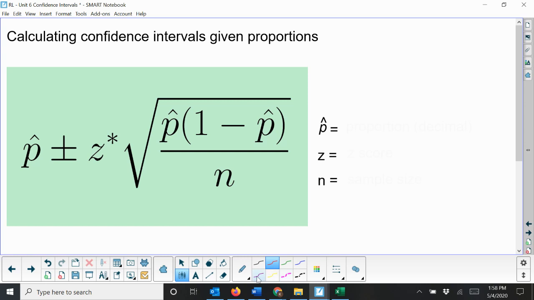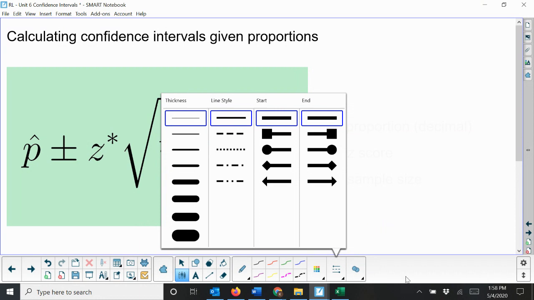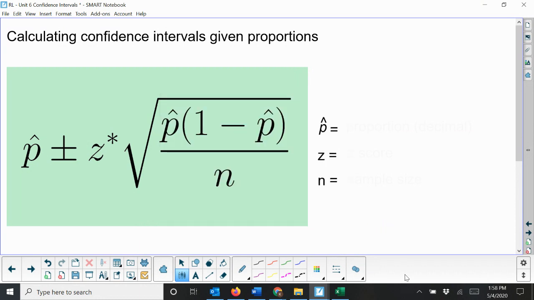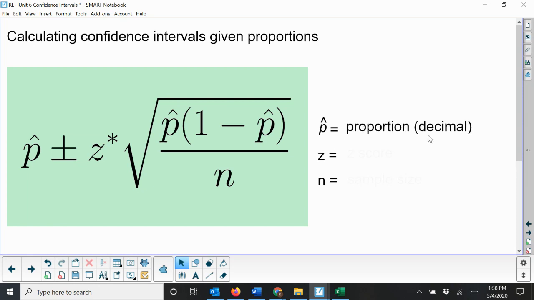So when we are calculating confidence intervals for data given to us, we're calculating as a proportion. So we don't have the mean and standard deviation, but what we have is enough information that we can calculate the proportion or percentage of data. This P with a little mark above it, we call P hat. This is our proportion from a sample. We would write this in decimal form.